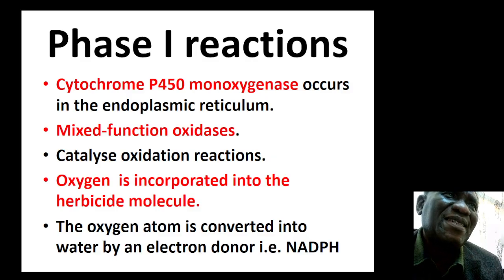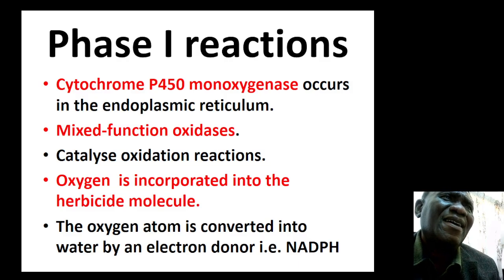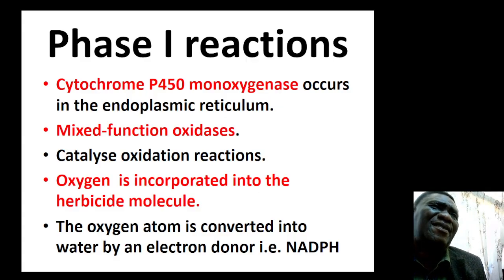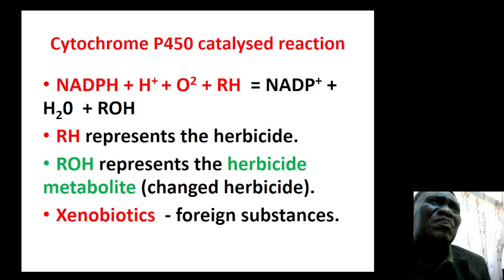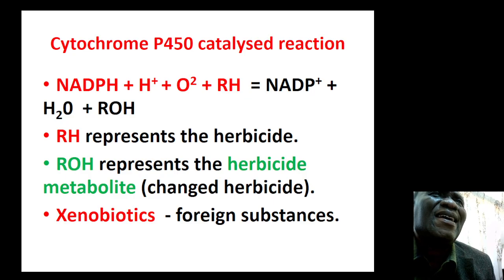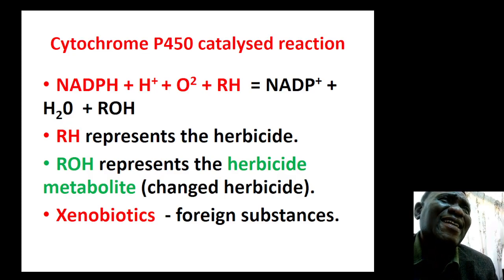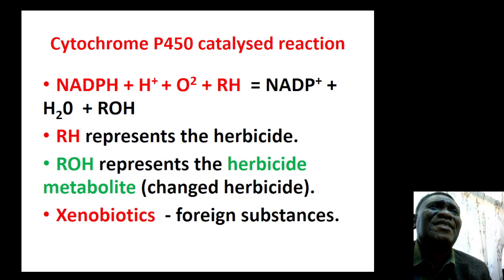Now, oxygen is incorporated into the herbicide molecule. This is the mechanism in which it alters the herbicides. The oxygen atom is converted into water by an electron donor, which is NADPH. So this is the equation which I tried to explain earlier on, which is catalyzed by cytochrome P450. Those in red are the ingredients which are required for this reaction. RH represents the herbicide. So it will need oxygen, hydrogen, and NADPH, and the cytochrome P450.